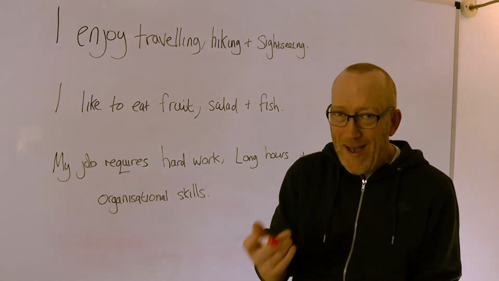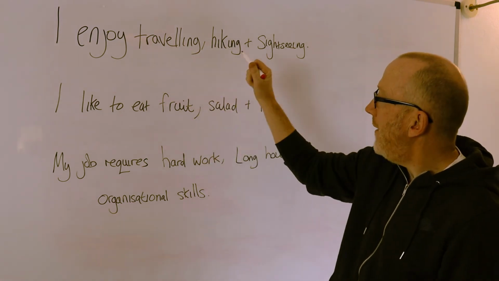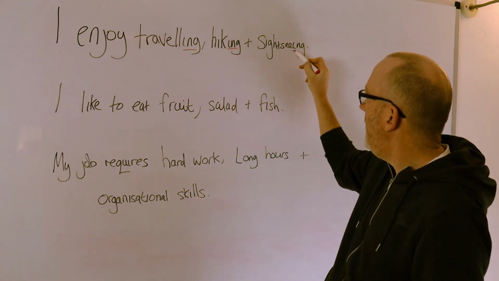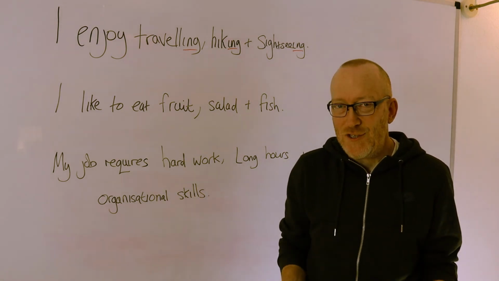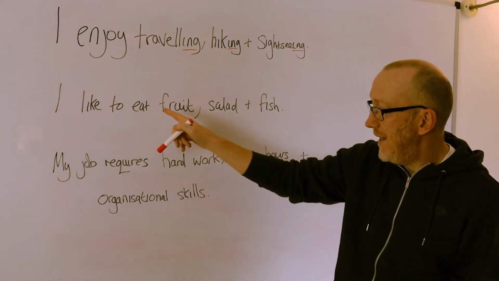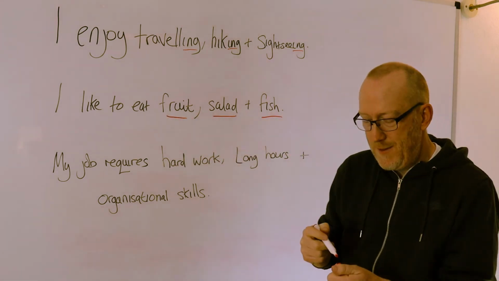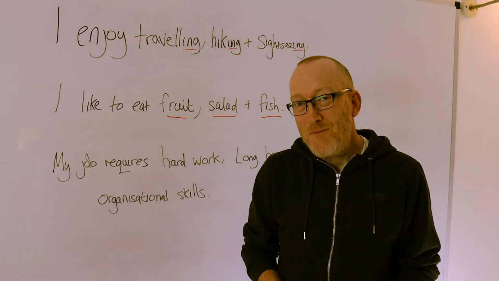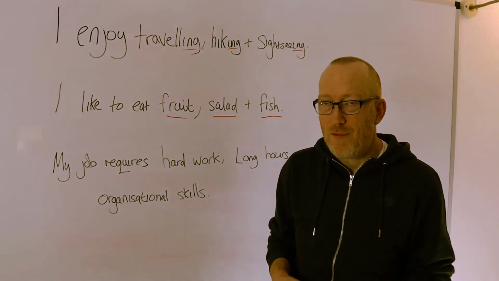Now let's just take a closer look at the vocabulary that we've used here, because I'm hoping that you are going to see a pattern emerging in the words here. So, I enjoy travelling, hiking and sightseeing. I'm hoping that you've noticed that each of these words that I've used in this sentence ends in ing. These are all gerunds. The second sentence, I like to eat fruit, salad and fish. Each of these three words is a noun. Yeah, so there is a pattern. So there's basically a word pattern happening within the magic of three as well.